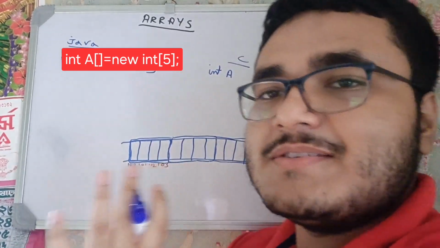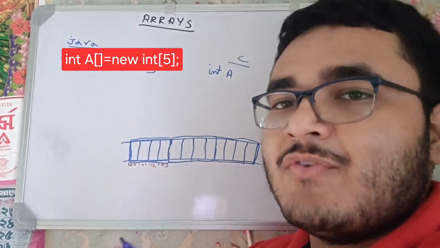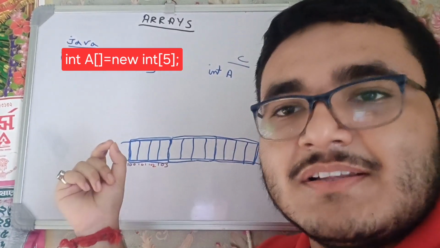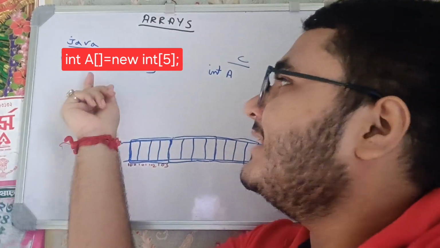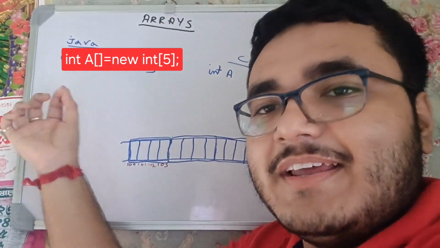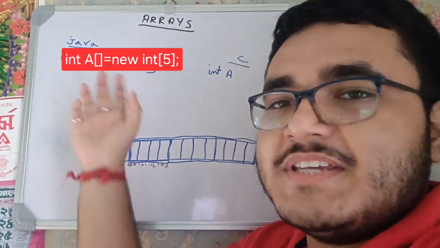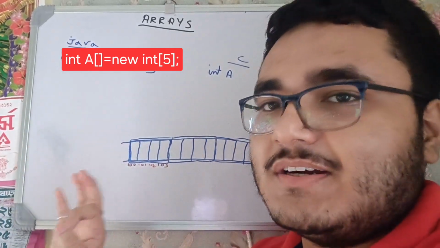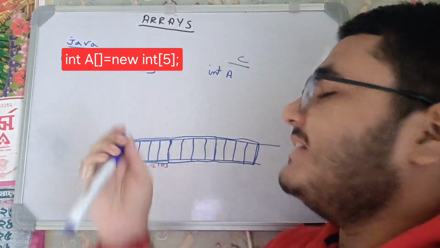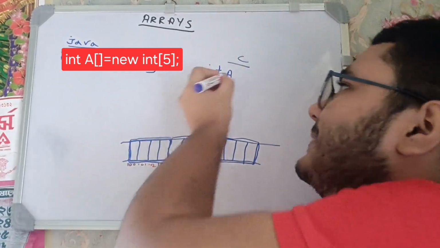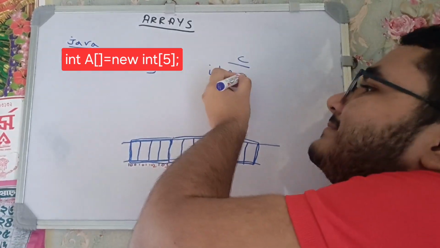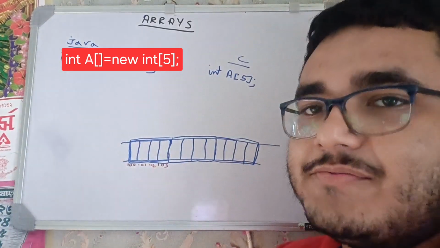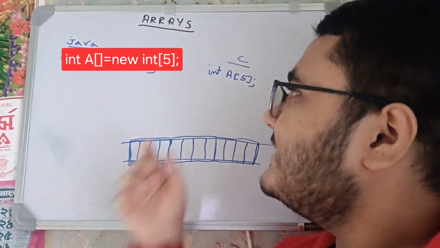In case of C, it is simple, as it is not an object, so it is just a single variable. In Java also it is treated as a variable, but it is like an object of the integer class. Getting my point? I am creating an object of the integer class, but in C it is like a variable only. int a of 5, just as simple as that.